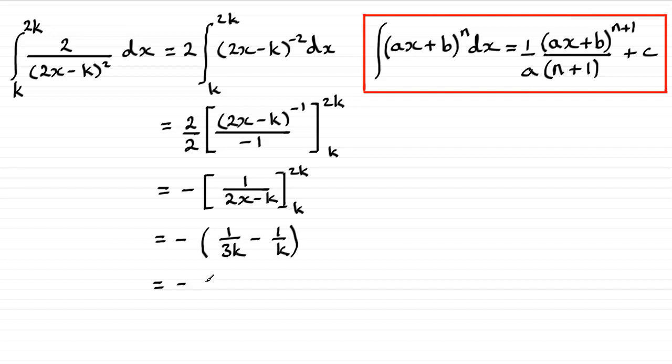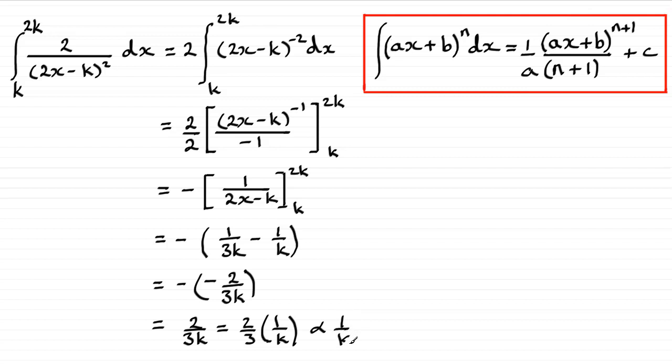So you've got negative of -2 over 3k. Okay, and obviously this gives us a positive value, 2 over 3k. Or you could see this as 2/3 times 1 over k. Either way, what we've got then is that this result is inversely proportional to k. And that's what we had to show, that the result was inversely proportional to k. Alright, so hope you're able to see my method through there.